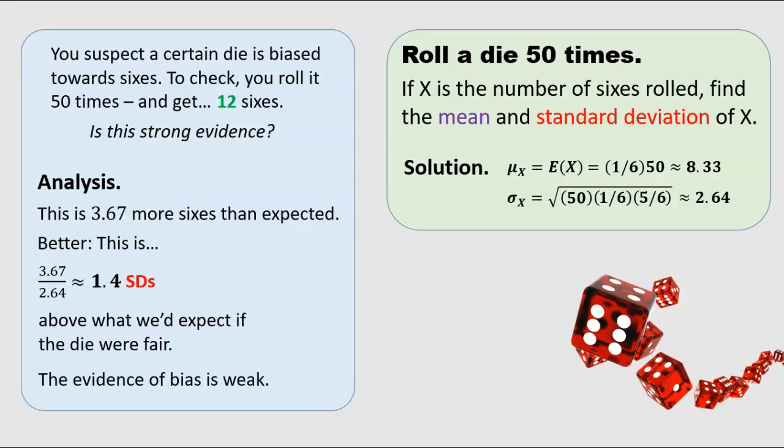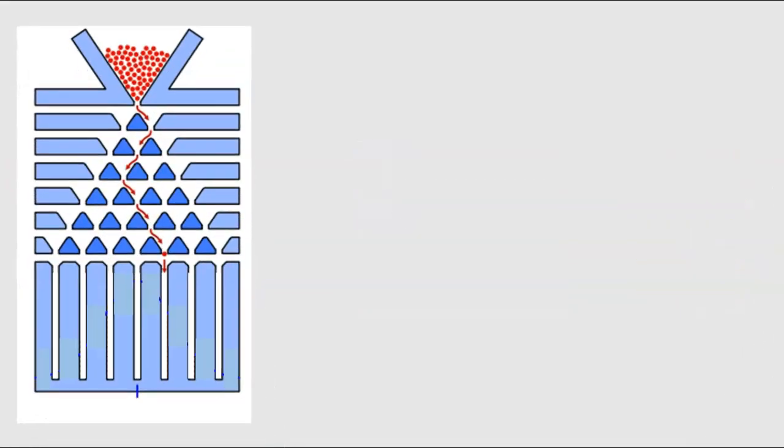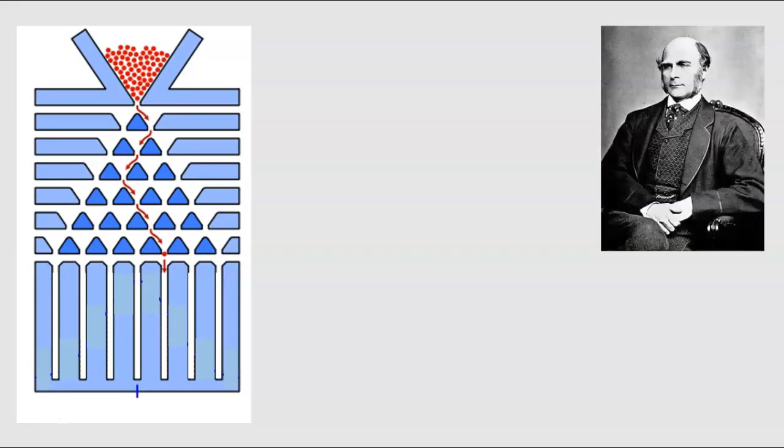We will see it again. One last thing I'll mention about binomial random variables. You may have seen this sort of object before. It's usually called a Galton board after its inventor, Francis Galton. The idea is that you pour a large collection of balls into the funnel on top.